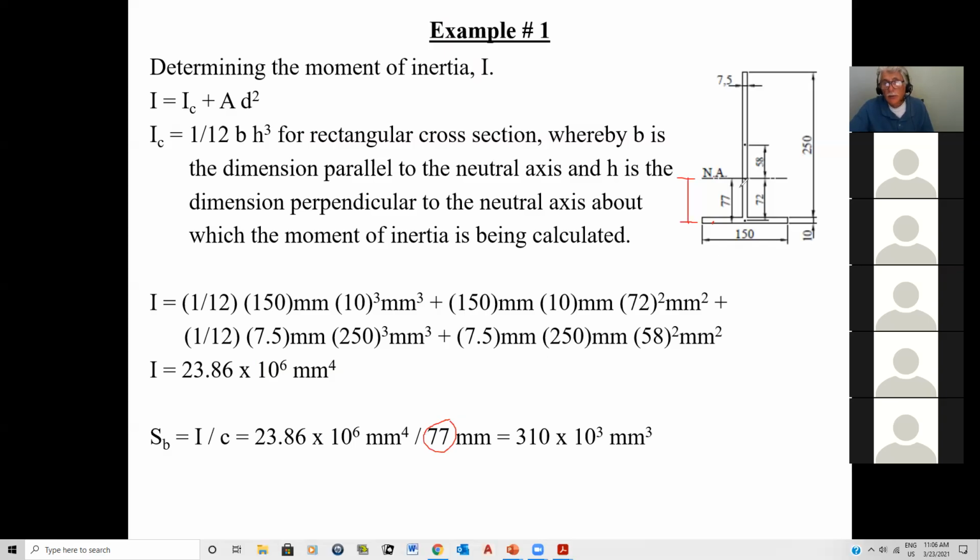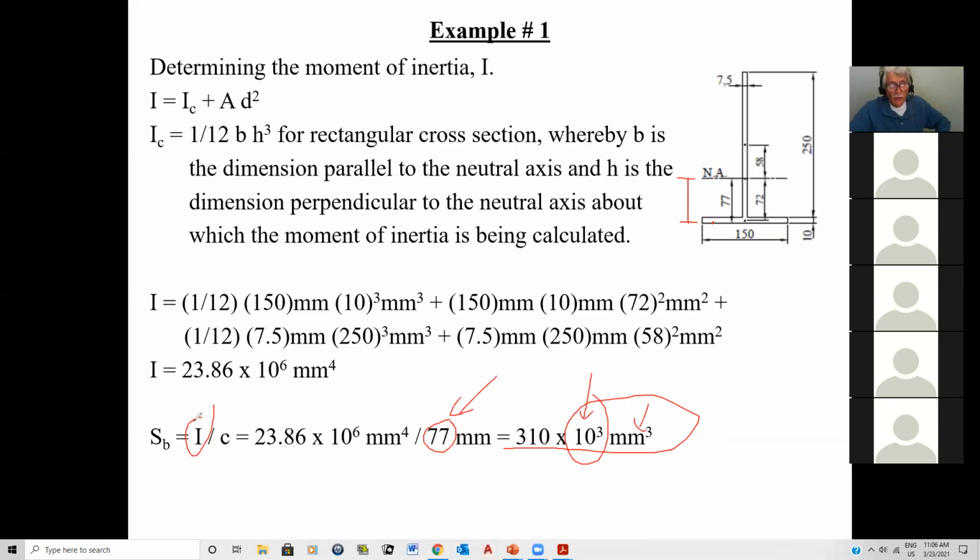77 is the distance from the neutral axis to the fiber where I want to calculate the stress, and therefore I over C, and that's why I use 77 here. And I get a section modulus of 310 times 10. And again, scientific notation. Whenever you're talking section modulus, millimeters to the third, make sure you put it in scientific notation: 10 to the third, 10 to the sixth, 10 to the ninth, 10 to the 12th, and so on. In other words, multiples of 3, okay?